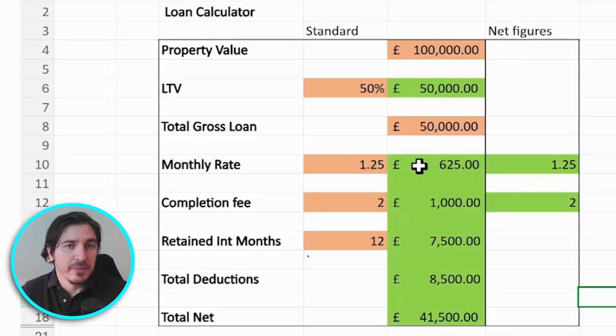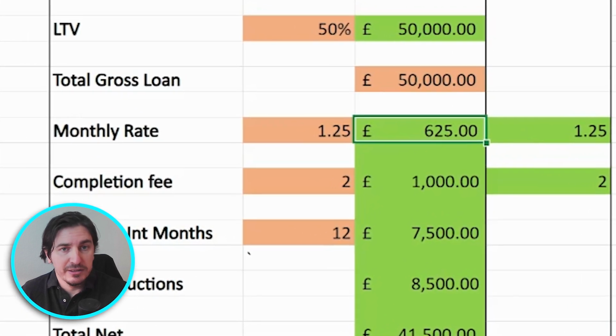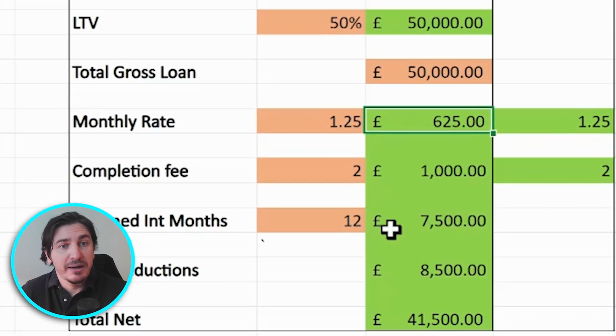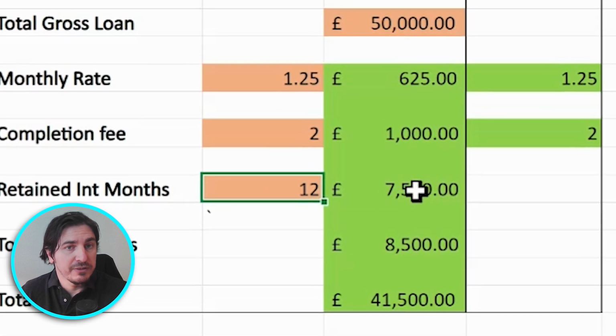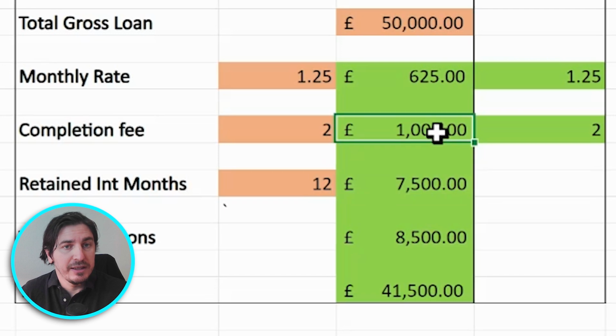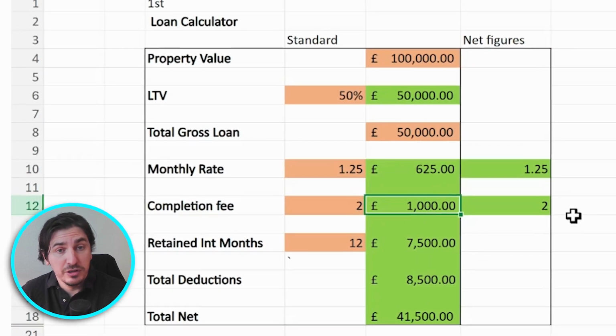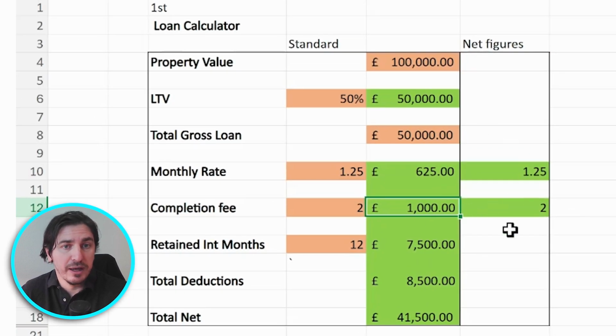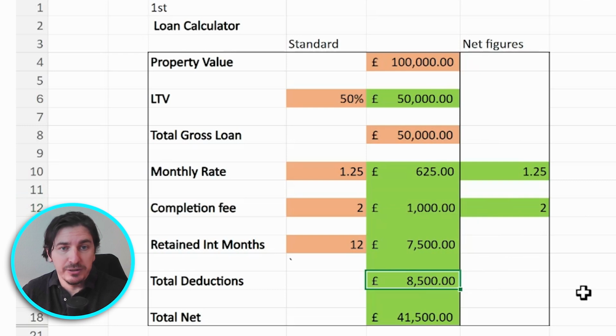And what you do is you have the monthly interest, which is the 625, times by the 12 months, which gives you 7,500. This figure, once you add the completion fee as well, which is the 2% of the total gross loan, so 1,000, gets you a total deduction. So this is the amount of interest that will be taken off from the loan that you're getting of 8,500, which then calculates down to 41,500. Example here is typically what you would get on your day one loan.